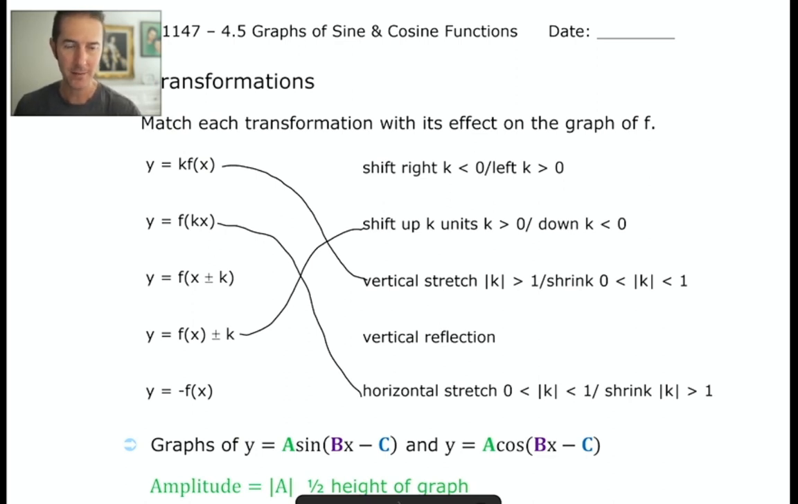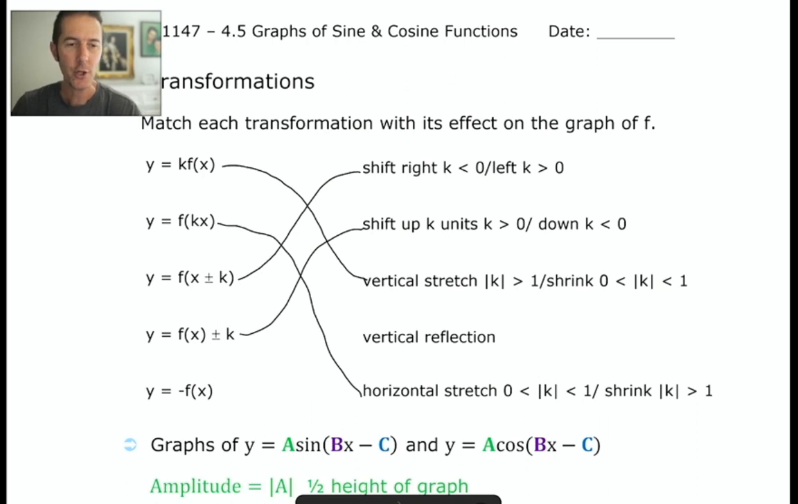Whereas if you add them to the inside, you're going to get a horizontal shift, which is a shift to the right or to the left, and those are also going to be counterintuitive. If you have f of x plus 3, even though it looks like a positive 3, you're going to end up shifting to the left in the negative horizontal direction, 3 units. So be careful. If it's happening on the inside of the function, the graphical result is probably going to be, I don't want to say the opposite, but let's say backwards from what you might think.